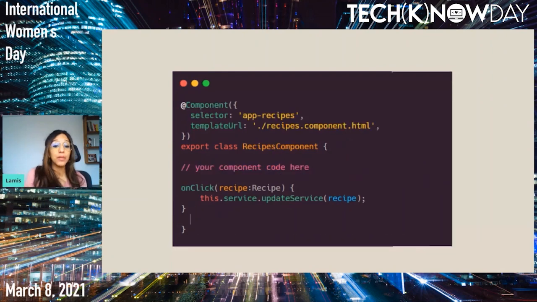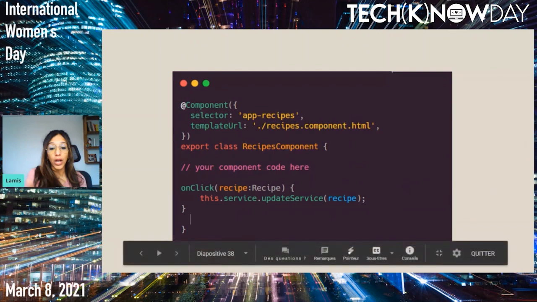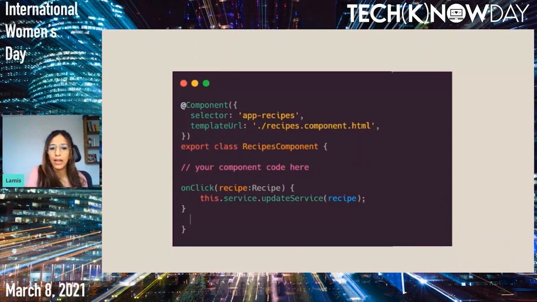And simply in your component you just call the update service method that will update the value emitted by the observable. For example, in the on-click event of a recipe, or when the user modifies your recipes, you can choose the life cycle or the event. You just call it and you will get all things updated. So this is also a recommended pattern.